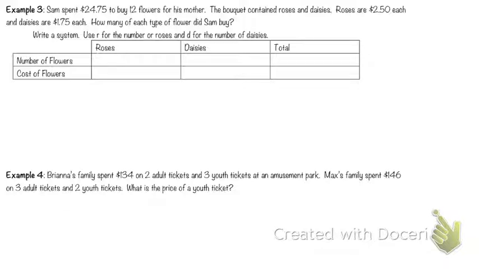Alrighty, let's look at example 3 here, okay? Sam spent $24.75 to buy 12 flowers for his mother. How sweet of him. Okay? The bouquet contained roses and daisies. Roses are $2.50 each. Daisies are $1.75 each. How many of each type of flower did Sam buy?